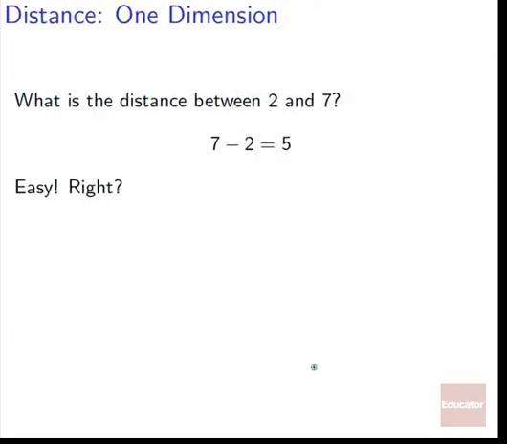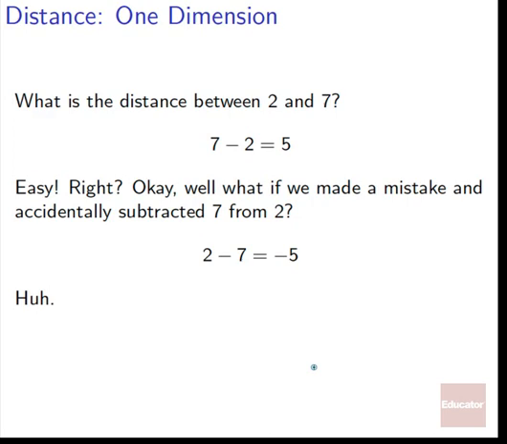Awesome. Next idea, distance. What if we want to find the distance between 2 and 7? Easy. 7 minus 2 equals 5. Done, right? Well, we could make a mistake though, right? We're not perfect. What if we accidentally put it in the wrong order, and put in 2 minus 7 equals negative 5? Well, that doesn't really make sense because distance has to be a positive length. There's no such thing as a negative length. If we were measuring something, you can't say, oh yeah, that guy is -2 meters tall. It doesn't make sense. So -5 doesn't really work.